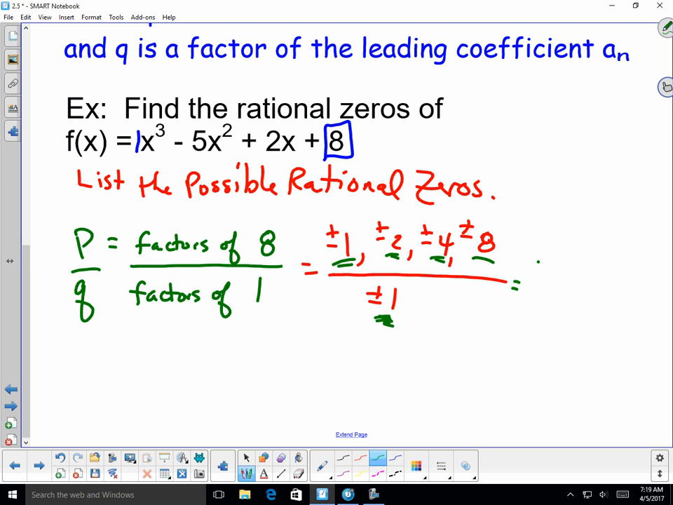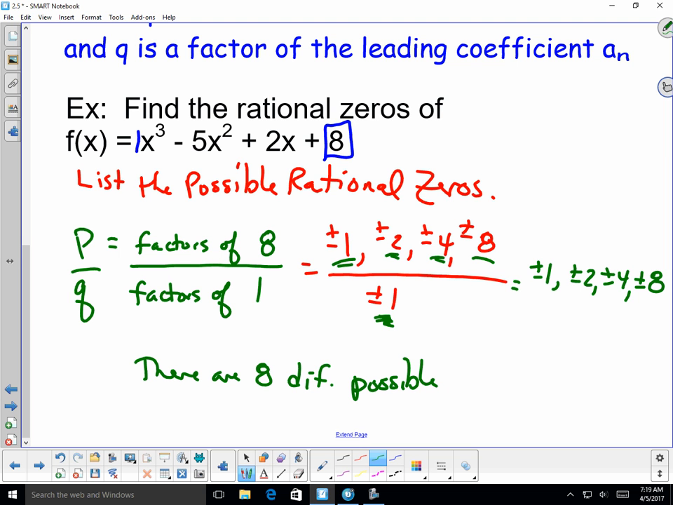So our entire list here is just going to be plus or minus 1, plus or minus 2, plus or minus 4, and plus or minus 8. That's a total of 8 different possible rational zeros.